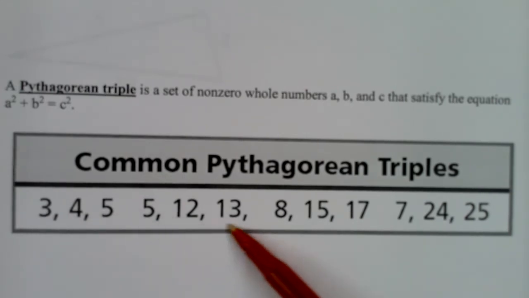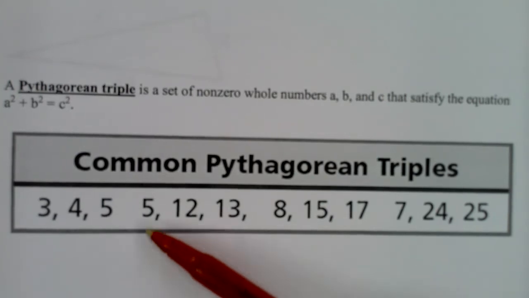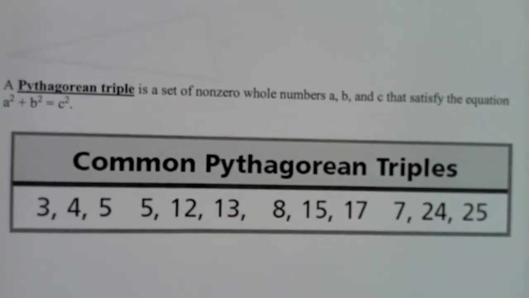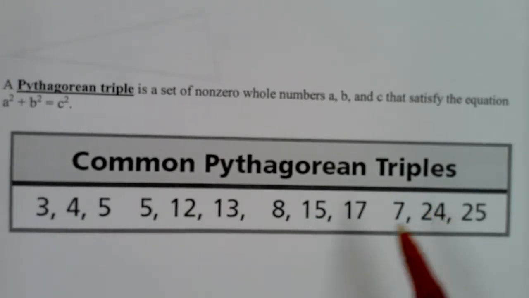Okay, 5, 12, 13 is a common Pythagorean triple because 5 squared plus 12 squared equals 13 squared. You should try to memorize these. I think everybody has 3, 4, 5 memorized probably. But if you could memorize these, it'd be good. Okay, those are common Pythagorean triples.